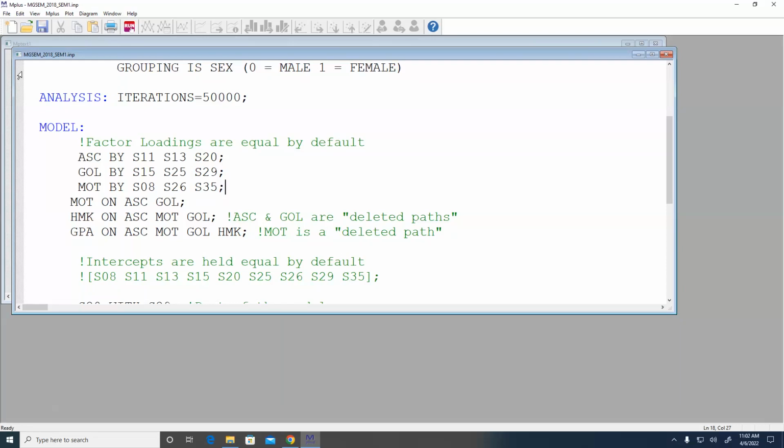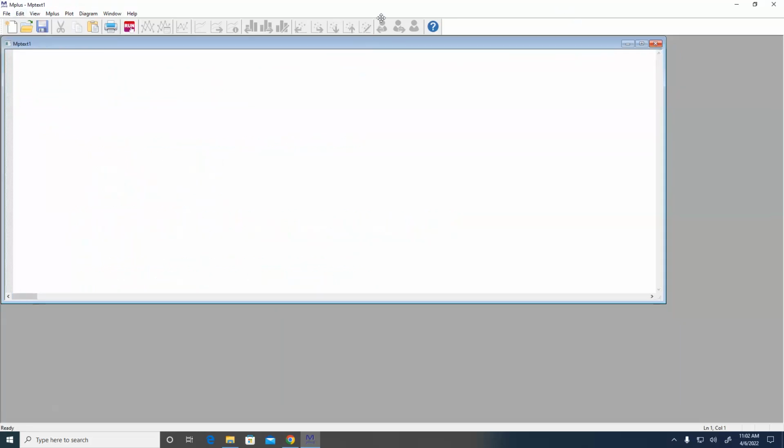Okay, so 100. I should write this down somewhere. So our chi-square is 100. Okay, great. Excellent. So now our next model, go to model 2.